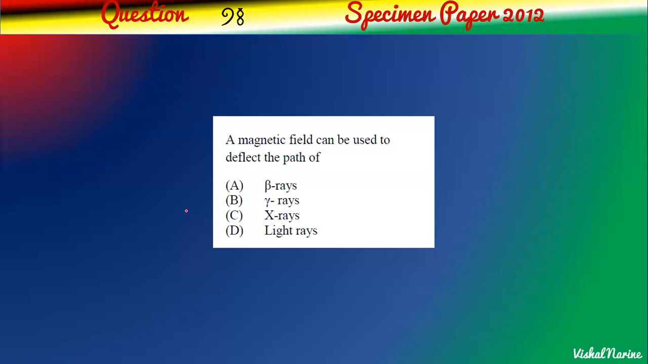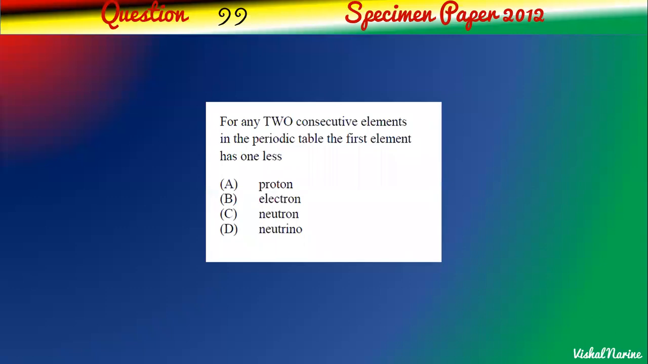98, I think this is a repeat of the past specimen, and I didn't take this one here, but a magnetic field can be used to deflect, and it is the beta rays, right? 99. For any two consecutive elements in the periodic table, the first element has one less something compared to the other one. Remember, the elements are arranged in increasing protons, right? Atomic number is the proton number.